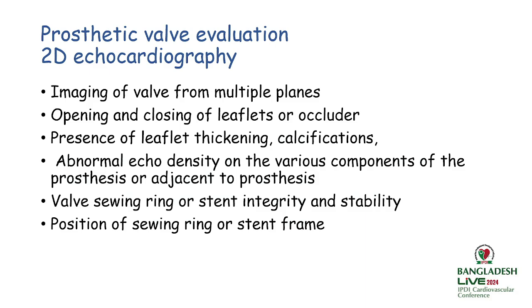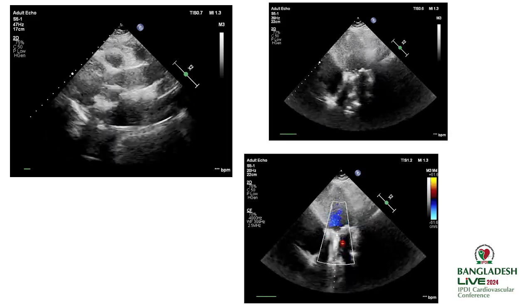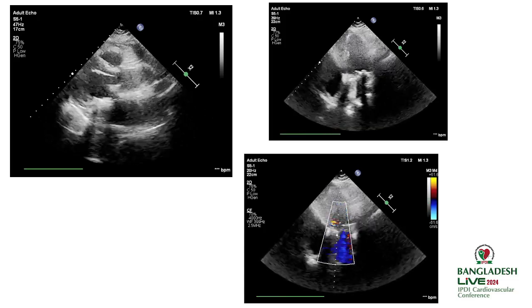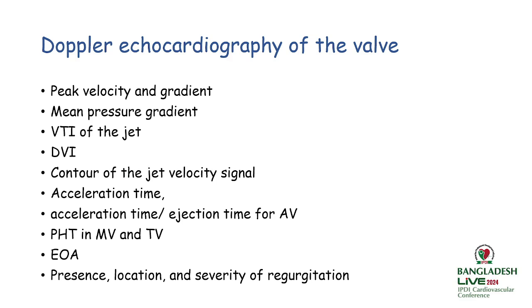First, we have to image the valve from multiple planes. We should look at the opening and closing of the leaflets or occluder. Is there leaflet thickening, calcification, or any abnormal echo density on the various components of the prosthesis or adjacent to the prosthesis? And we should look at the sewing ring or stent integrity and stability, and position of the sewing ring or stent frame. This is the echocardiography of a bileaflet prosthetic valve in mitral position, and these are normally functioning valves with normal cardiac chambers. And what are the Doppler echocardiographic tools for the evaluation of the prosthetic valve?